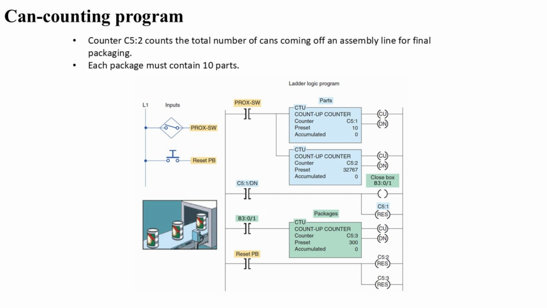In the next lecture, we'll explore how to use one-shot instructions to control when a counter increments, ensuring that each event is counted only once, even when input signals remain active.